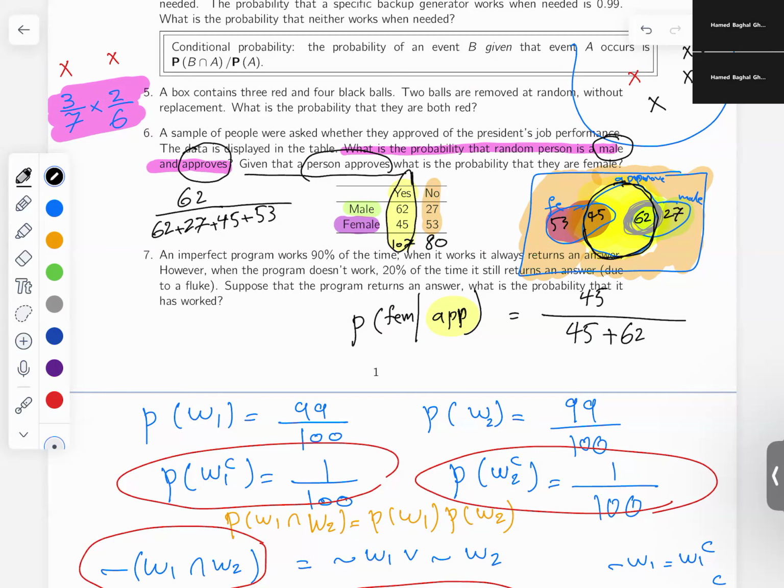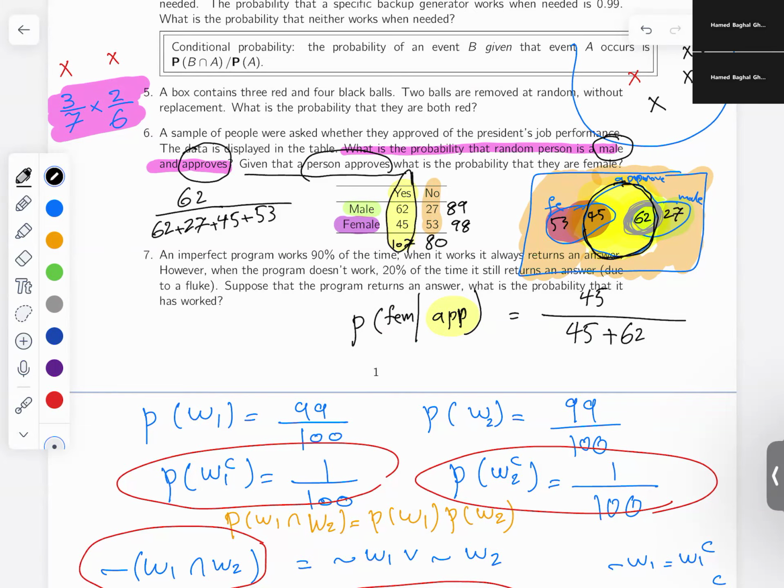Do you understand? So this means marginal 62, 45, 107, 80. This one 62, 27, 89. 98. All right.